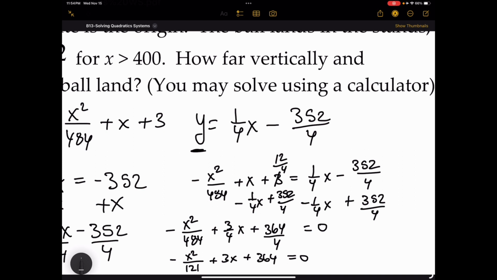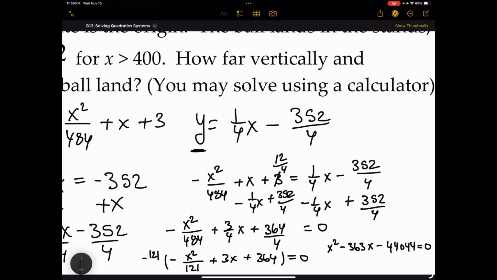Okay. Multiply everything by negative 121. So this is going to be x squared, I'm multiplying everything by negative 121 just to clear the fraction, minus 363x minus 44,044 equals 0.